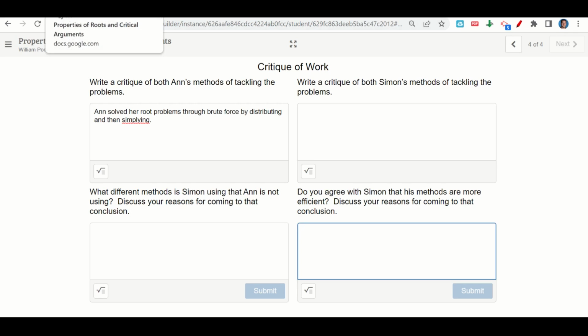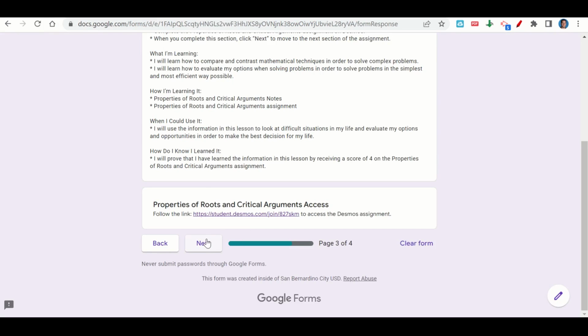And then we'll go back to our Google form and click next. This will send you to your before you go. Go ahead and fill out your before you go and then submit your work on Google Classroom.